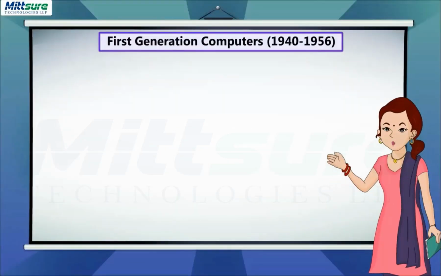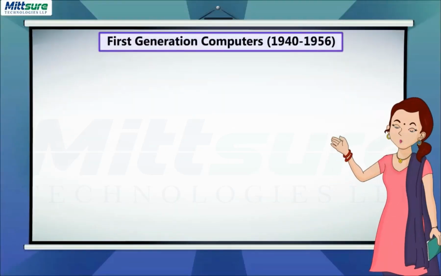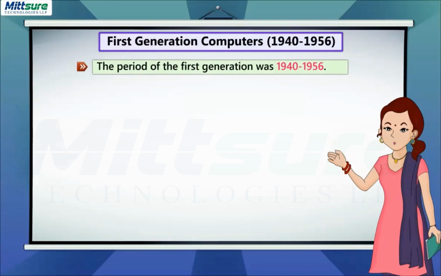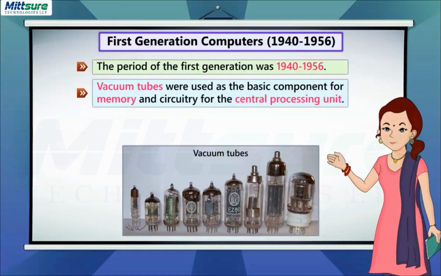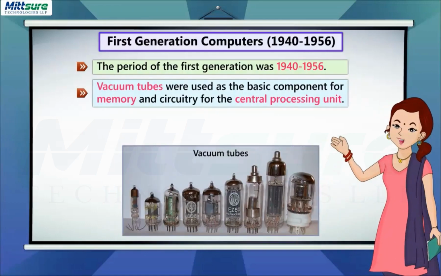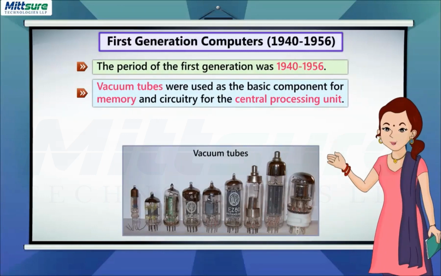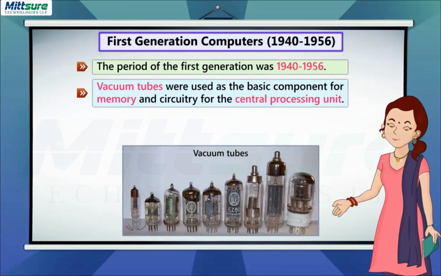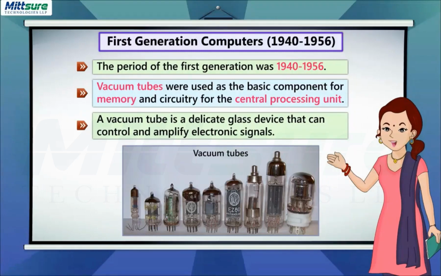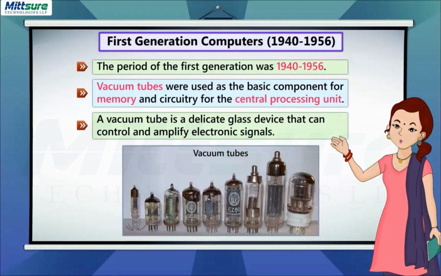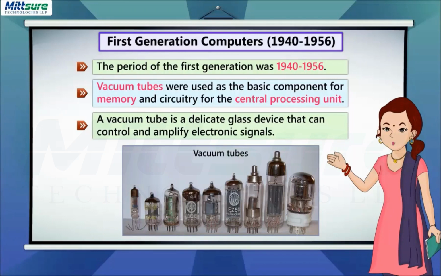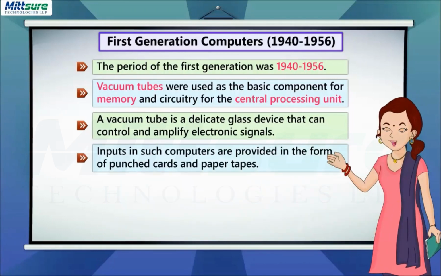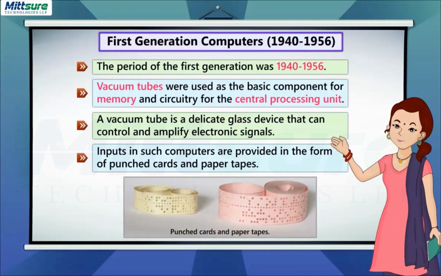First generation computers, 1940 to 1956. The period of the first generation was 1940 to 1956. Vacuum tubes were used as the basic component for memory and circuitry for the central processing unit. A vacuum tube is a delicate glass device that can control and amplify electronic signals. Inputs in such computers are provided in the form of punched cards and paper tapes.